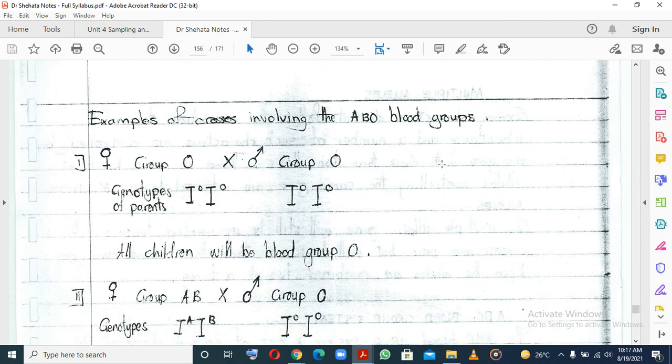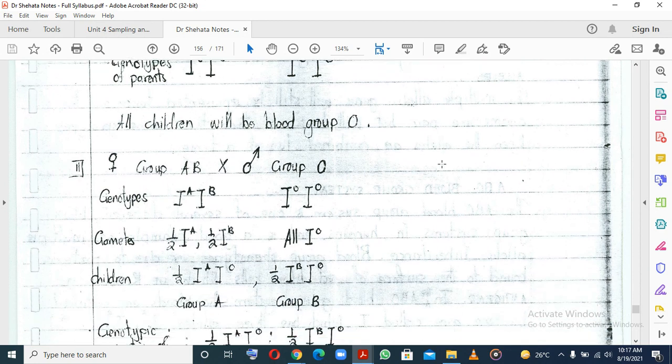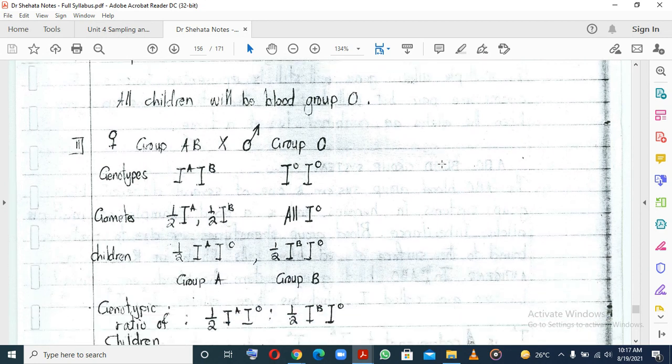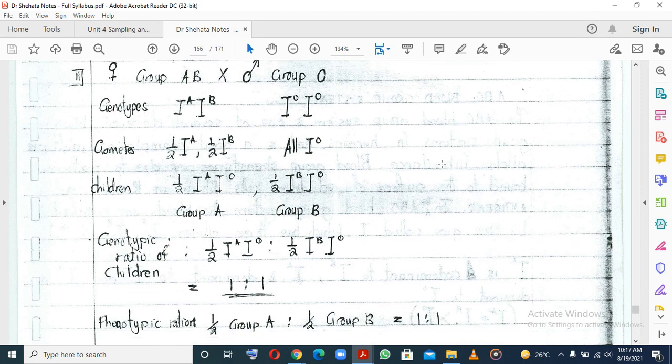Then let's now look at our lovely second couple. This is a couple between someone that has got blood group AB and someone who's got blood group O. So now for this one, let's do a cross.